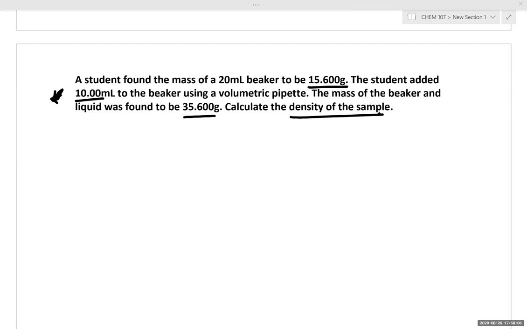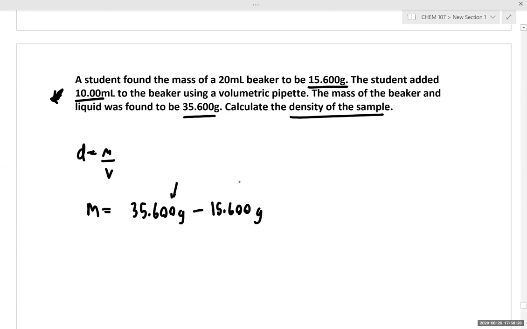So let's discuss this example. We write out our density equation. Density is equal to mass over volume. To calculate the mass of our sample, we take the mass of our beaker plus our liquid minus the mass of our empty beaker. So we follow our subtraction rules, and we care about decimal places. Each of these numbers has 3 decimal places, so our final answer should also have 3 decimal places.